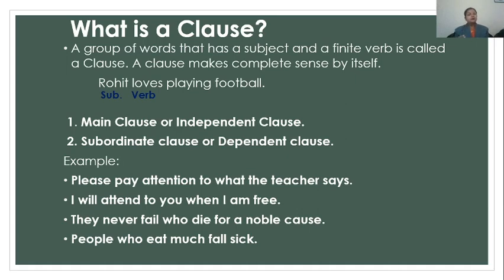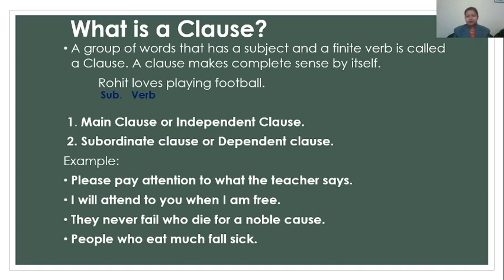Right now, learn these terminologies because I'm going to use these words, independent clauses and dependent clauses, or the coordinate clauses or subordinate clauses, again and again. Once again, I repeat, independent clauses are also called coordinate clauses, and dependent clauses are also known as subordinate clauses. Now, let's understand what these clauses are.